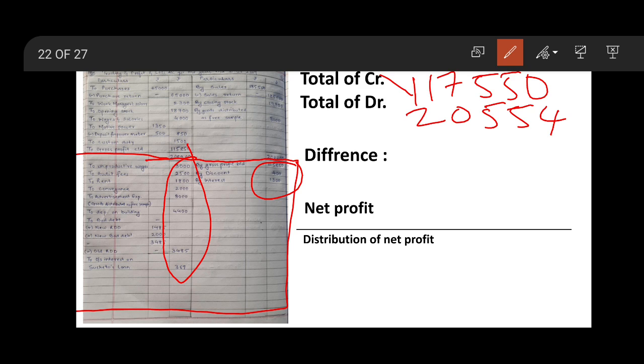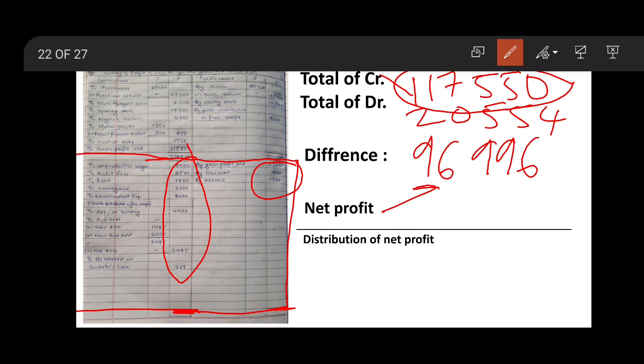Now again the credit side is greater, therefore write the total of the credit side in the closing. Write the same in the closing of the debit side. Find out the difference of it. The difference you will get is 96,996, which is nothing but net profit. Where do we write this net profit? We write it here, writing "to net profit".